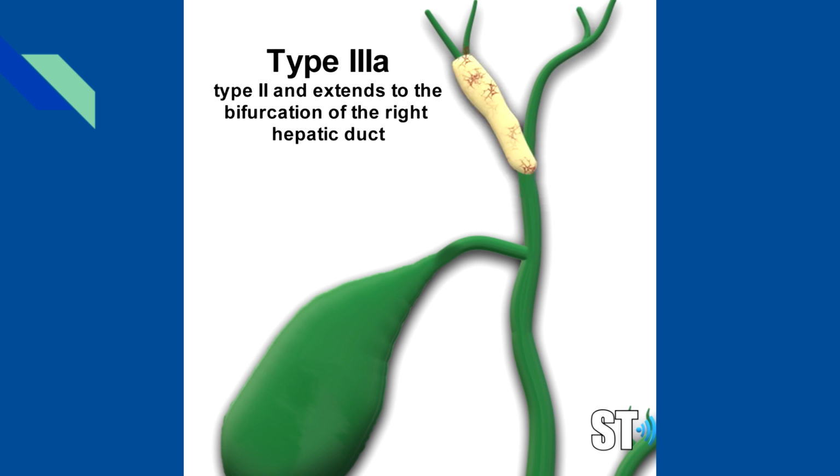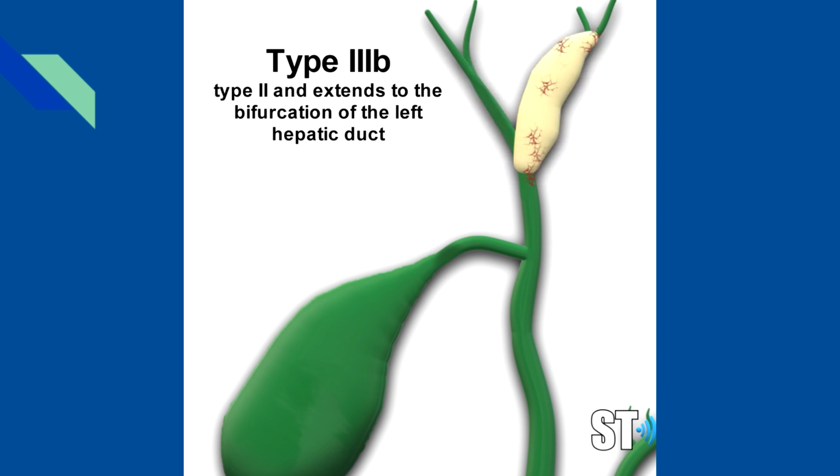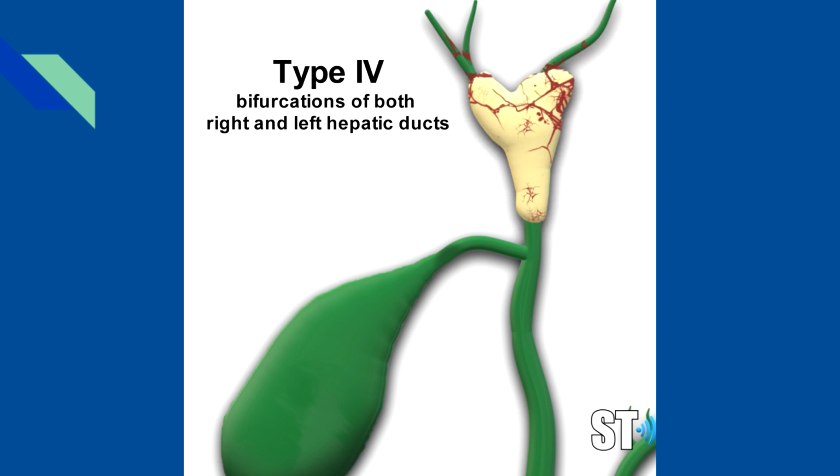Type 3 is subdivided into type 3A, which is type 2 and then extends into the bifurcation of the right hepatic duct. And then type 3B, which is type 2, but instead it goes into the left. Type 4, extending into the bifurcations of both right and left hepatic ducts.